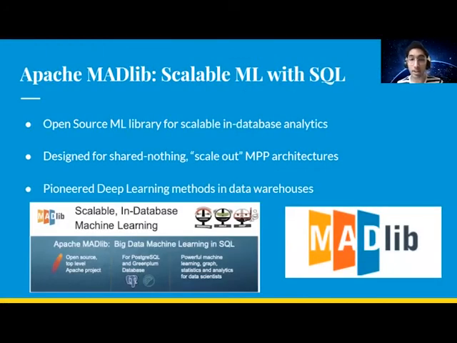So various enterprises today use Apache MATLAB, which is an open source machine learning library for scalable in-database analytics, which refers to analyzing big data while the data resides inside the database itself. And in-database analytics has a variety of advantages related to scalability, networking cost savings, security, etc. MATLAB is especially designed for massively parallel processing, or MPP databases, dealing with petabytes of data, and also pioneered deep learning for database resident data. Next slide.